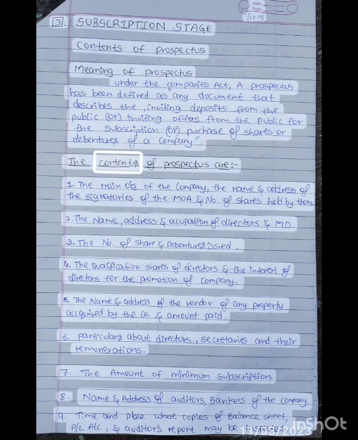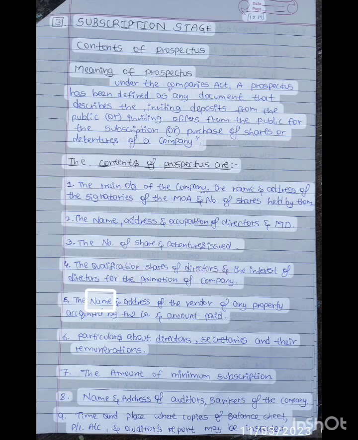The contents of prospectus are: 1. The main objects of the company, the name and address of the signatories of the MOA and number of shares held by them. 2. The name, address and occupation of directors and managers. 3. The number of shares and debentures issued. 4. The qualification shares of directors and the interest of directors in the promotion of the company.